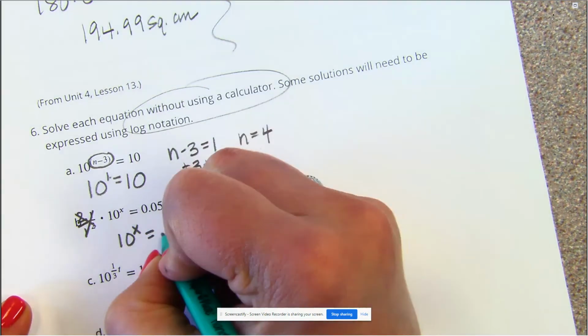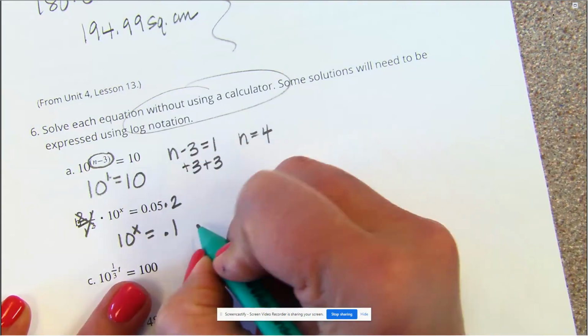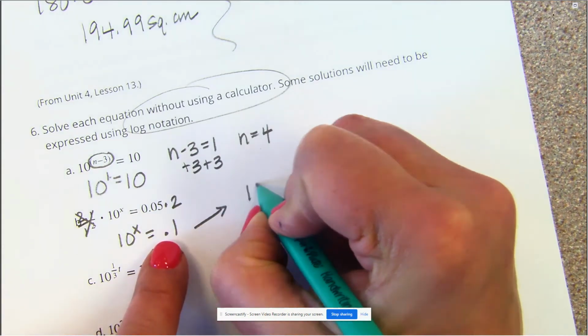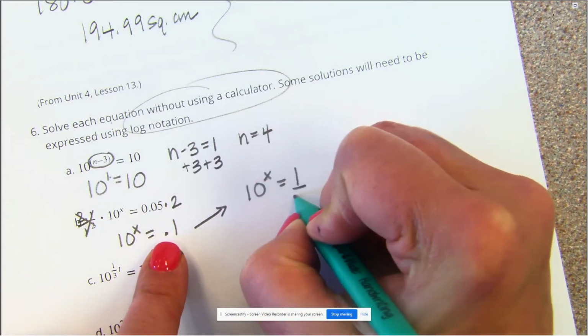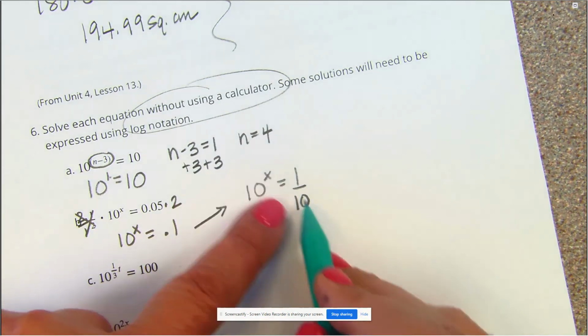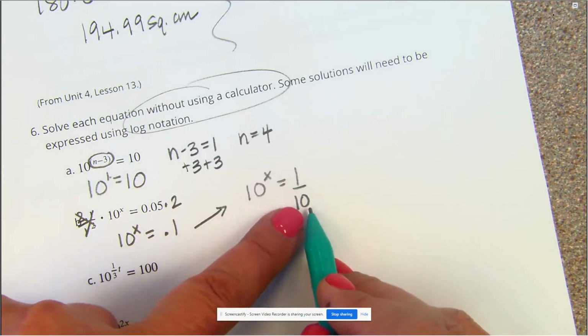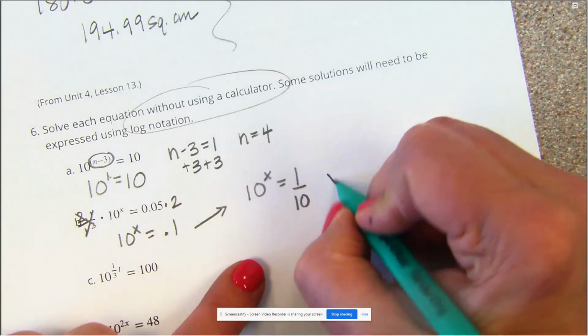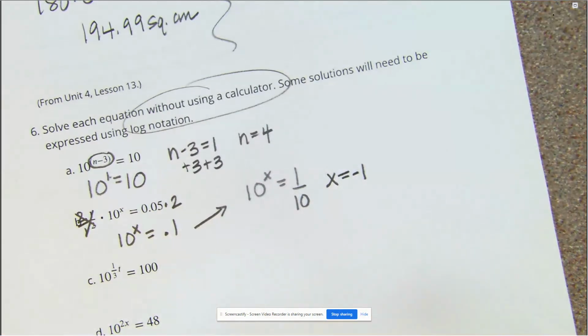0.05 times 2 is 0.1. I like to think of that as a fraction, because then I can see, hey, wait a sec, 10 to the first is 10. Why is it on the bottom? Because that needs to be a -1. And then you can go back and check and type it into the original.